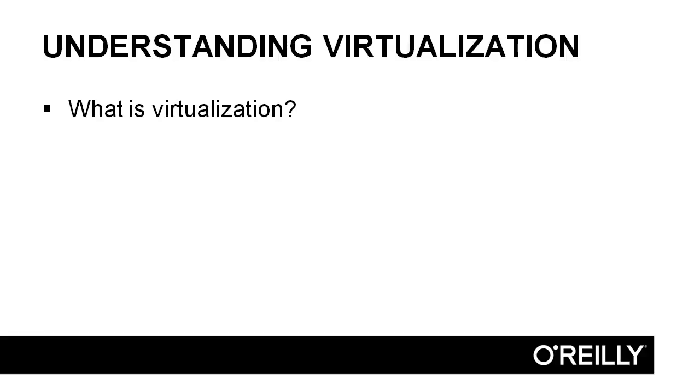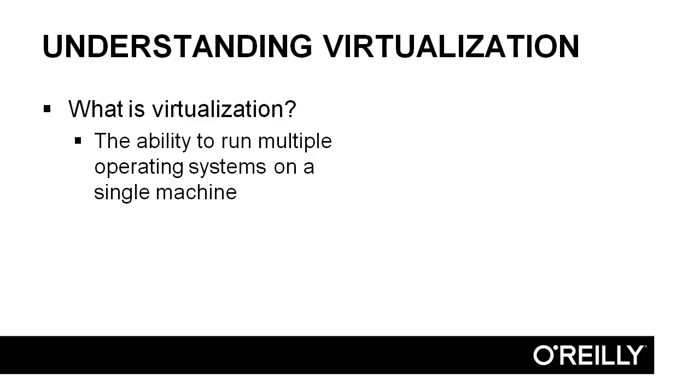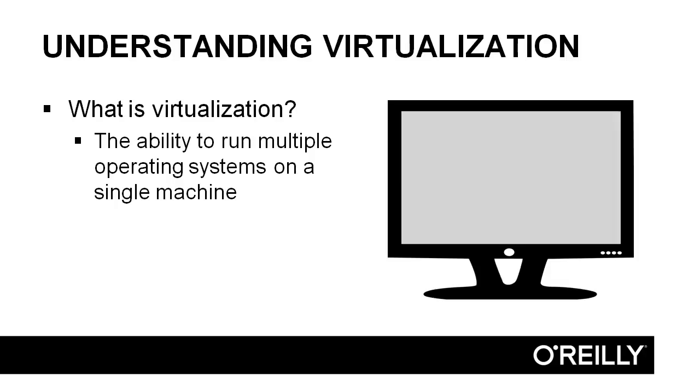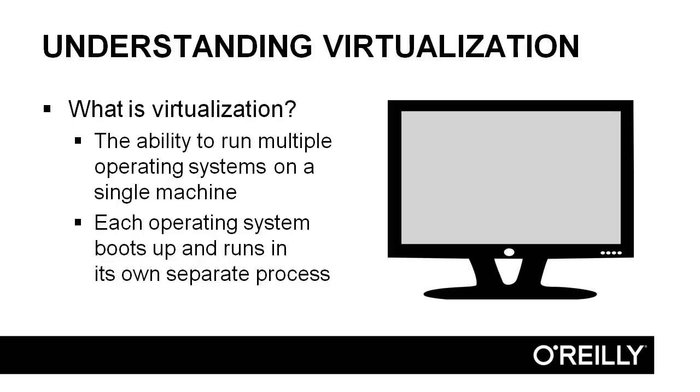Let's start with a question here. What exactly is virtualization? It is the ability to run multiple operating systems on a single machine. Now, we're not talking about a dual boot or anything like that. We're talking about one computer running an operating system, and we can install additional operating systems that boot up and run in their own separate processes, and we can see them in individual windows.